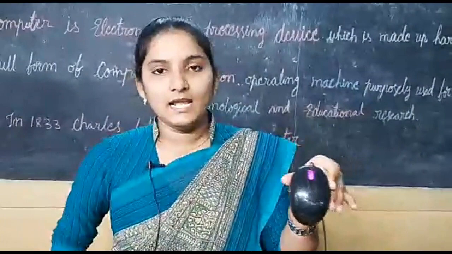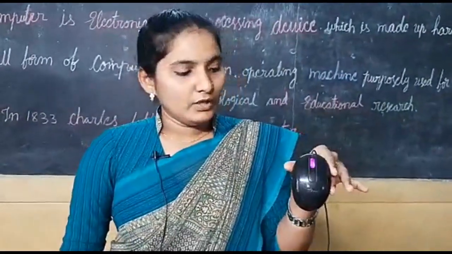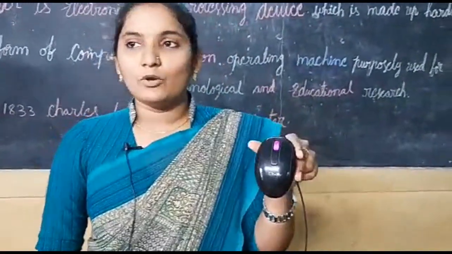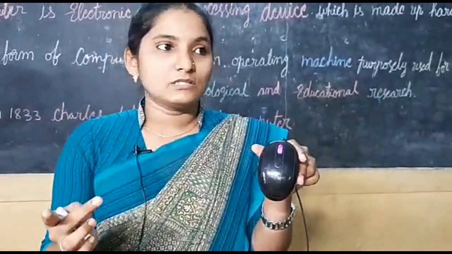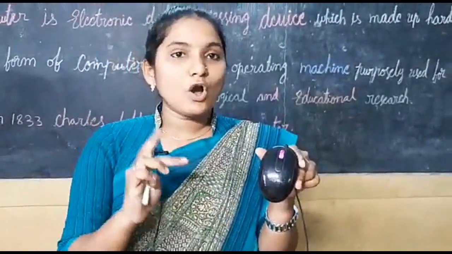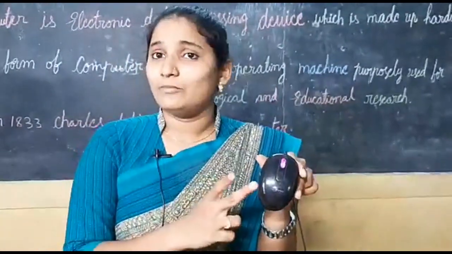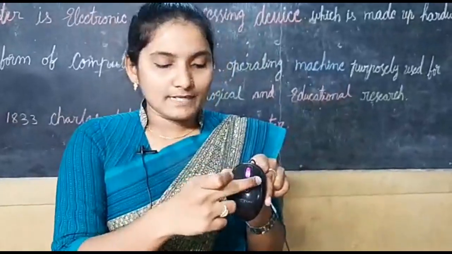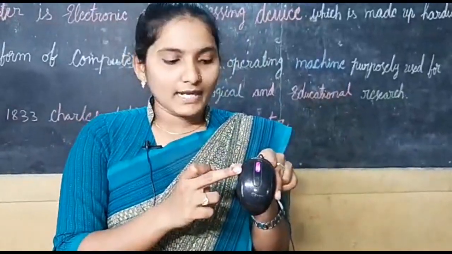What is this, children? Mouse. Look at all of you. In this mouse, only 2 or 3 are available. So many children are thinking 2 or 3. Only 2 buttons are available in this mouse: right mouse button and left mouse button.